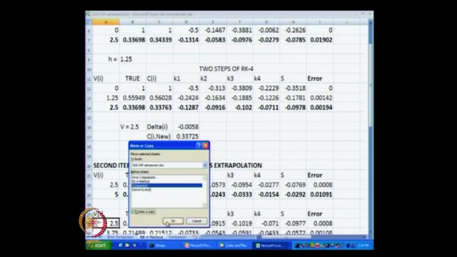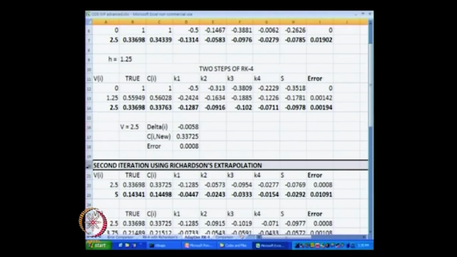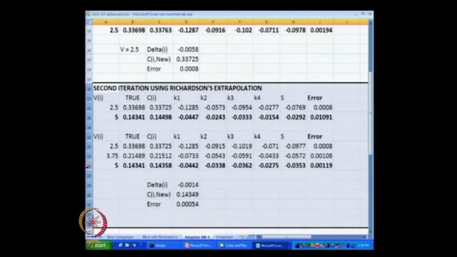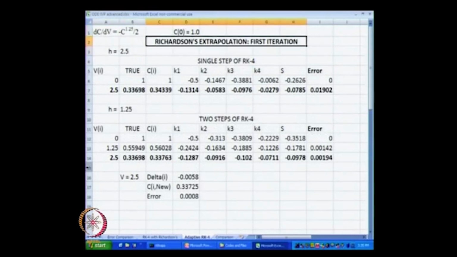So copy this, create a copy, and this has now created a copy, and I will rename this as adaptive RK4, okay, and the previous copy I will rename as RK4 with Richardson's. Okay, so now let us go to the adaptive step sizing. We do not need any of this. I will show you the adaptive step sizing for one iteration only.